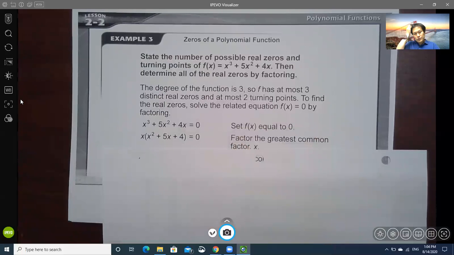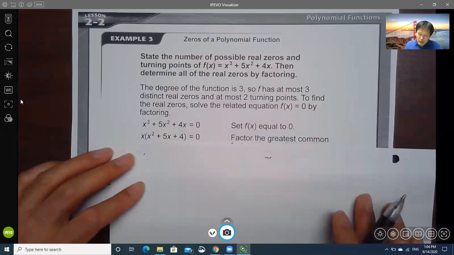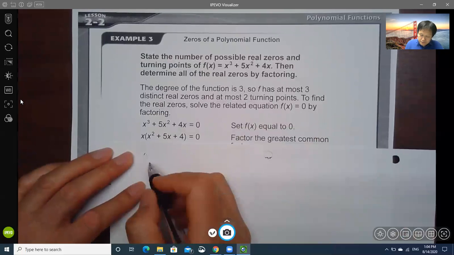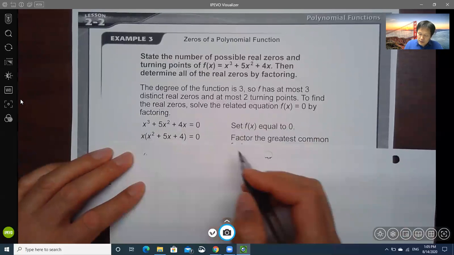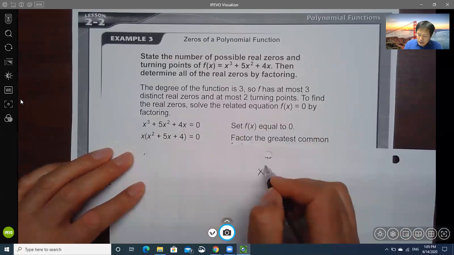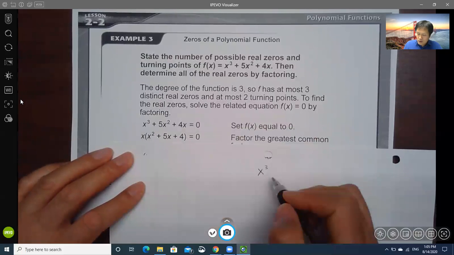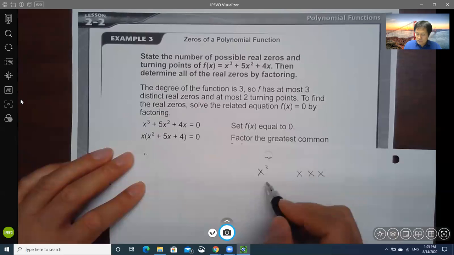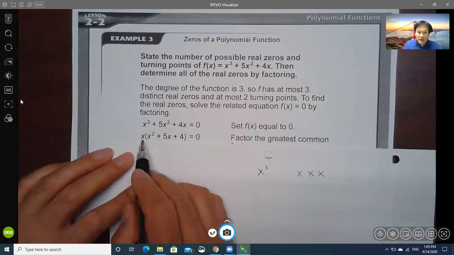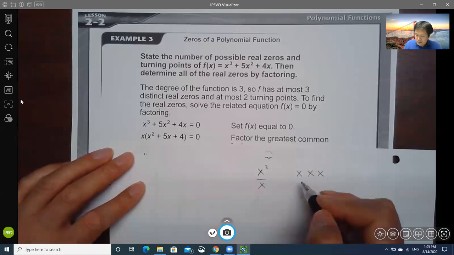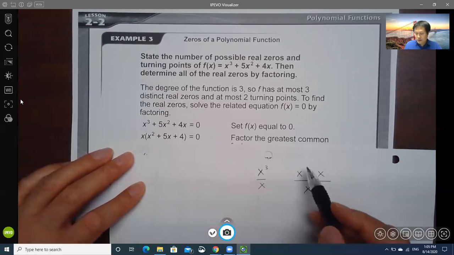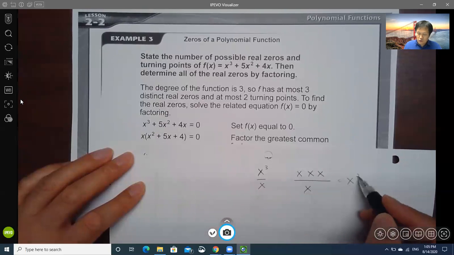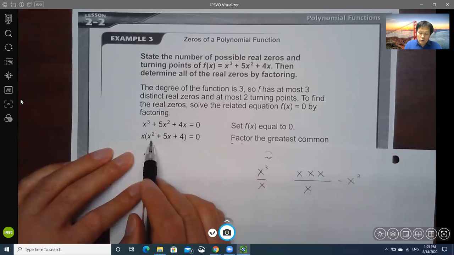So I had some students a little confused about what I meant by factor x out. x cubed means x times x times x. Okay? So when I say factor x out, it means divide by x. So when you factor x out, what's left over will be x squared. That's why we have x squared.